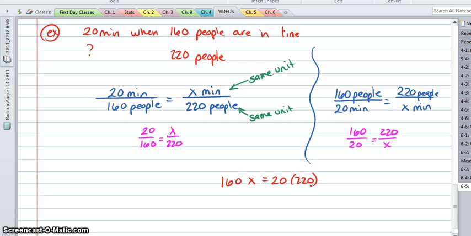Go ahead and solve this, or hit pause and solve it, and then hit unpause when you're ready to see the solution. Okay, so when you solve and balance, you will get a wait time of almost a half hour, 27.5 minutes.